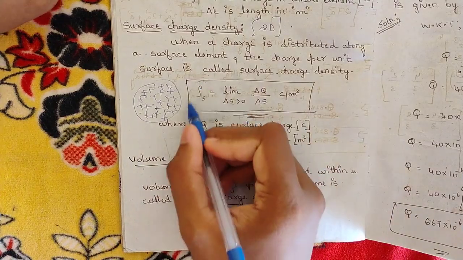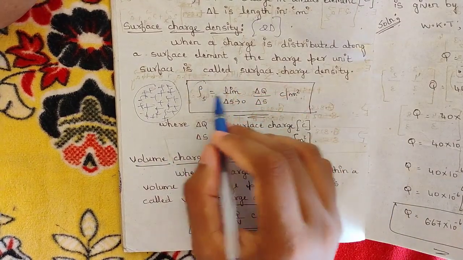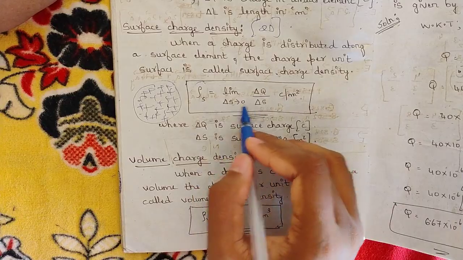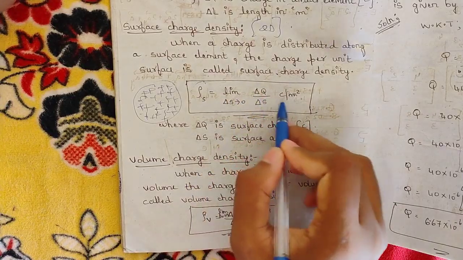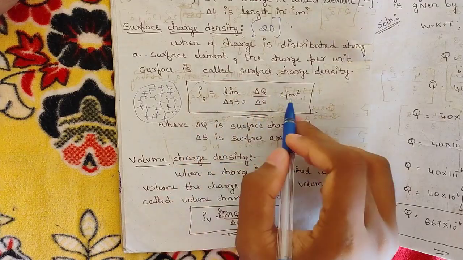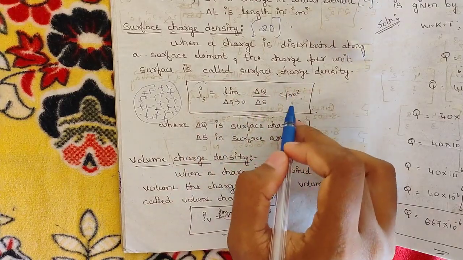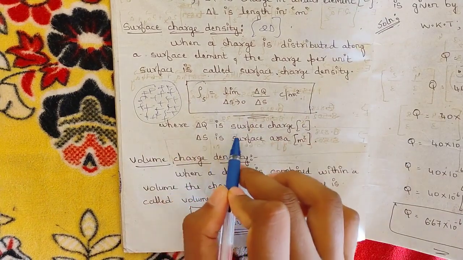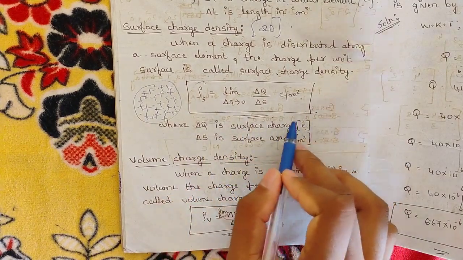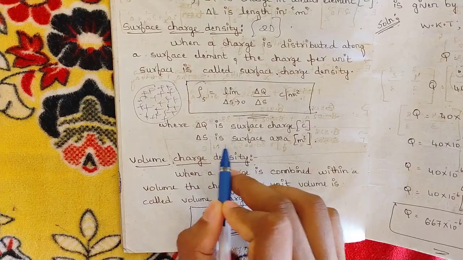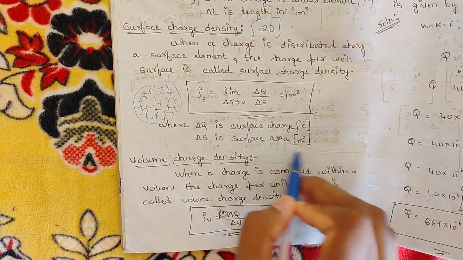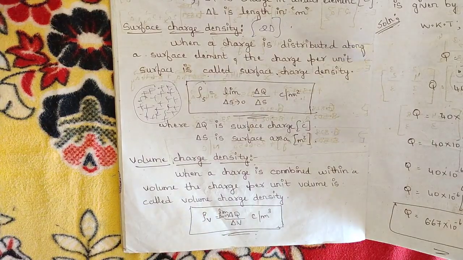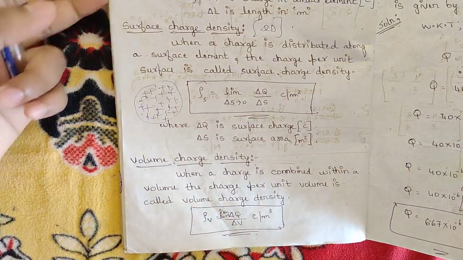It is given in terms of rho S, which is equal to the limit as delta S tends to 0, that is the change in surface tending to 0, of delta Q by delta S, and the unit is coulombs per meter square. Delta Q is the surface charge, given in coulombs, and delta S is the surface area in meter square. Since it is area, it is termed meter square. So this is regarding surface charge density.